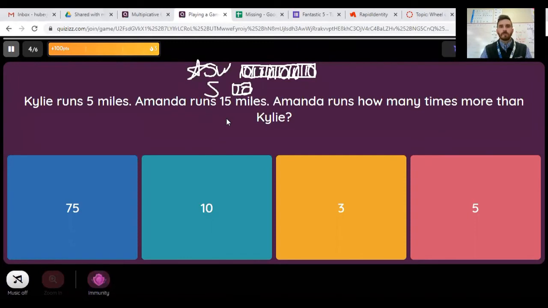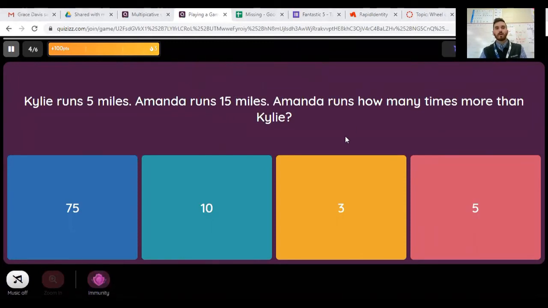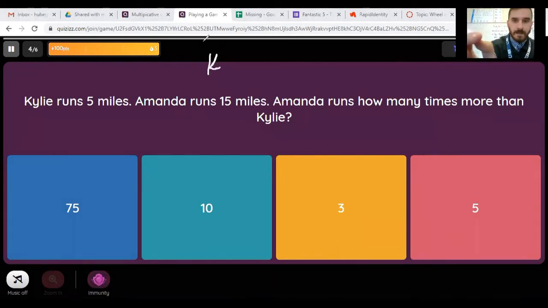All right. So question number 4, this says Kyle runs 5 miles, Amanda runs 15 miles. Amanda runs how many times more than Kylie? So here, you've got the small number, you've got the big number. You're trying to figure out how many times as many. You have to figure out what the picture is going to look like because it doesn't give you the big number of boxes. But I do know I'm comparing the difference in miles between Kylie and Amanda.